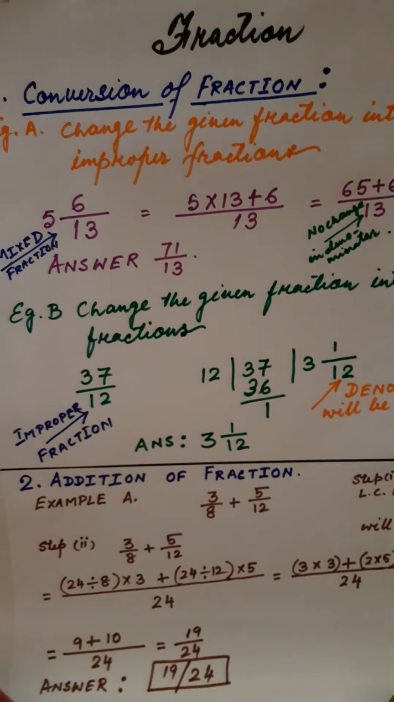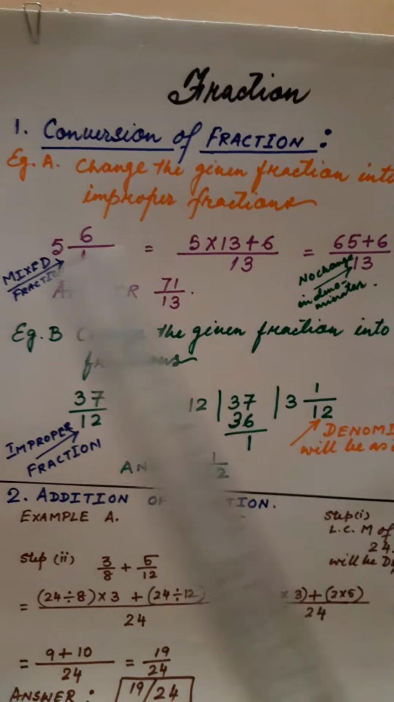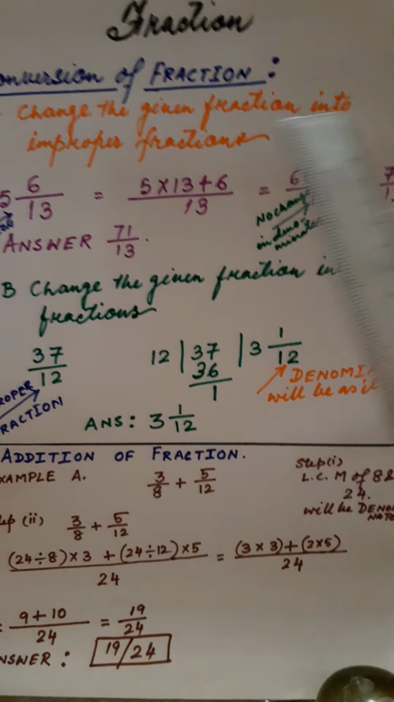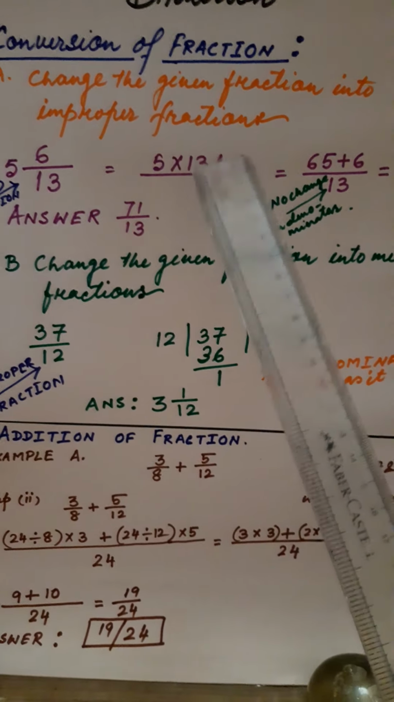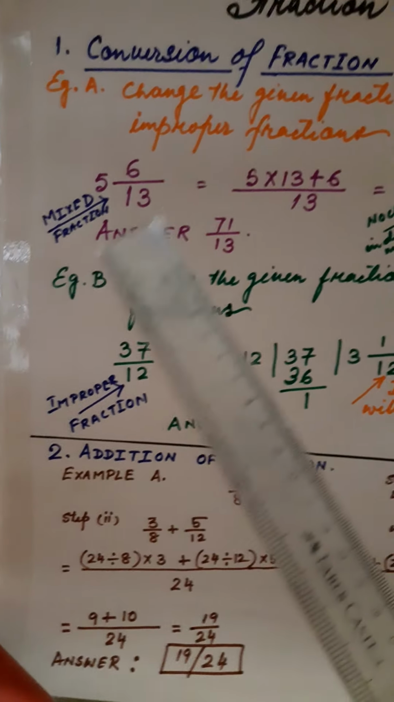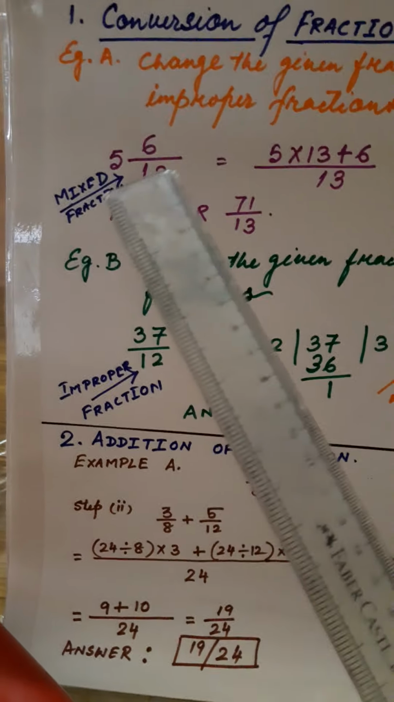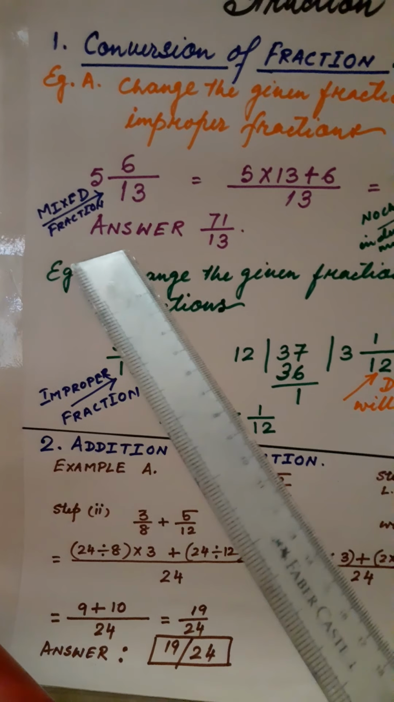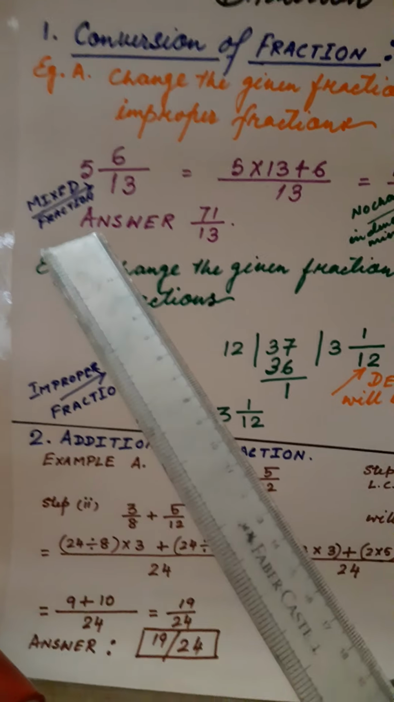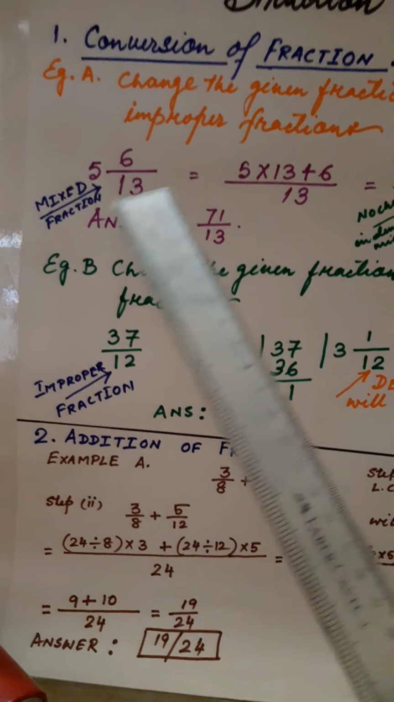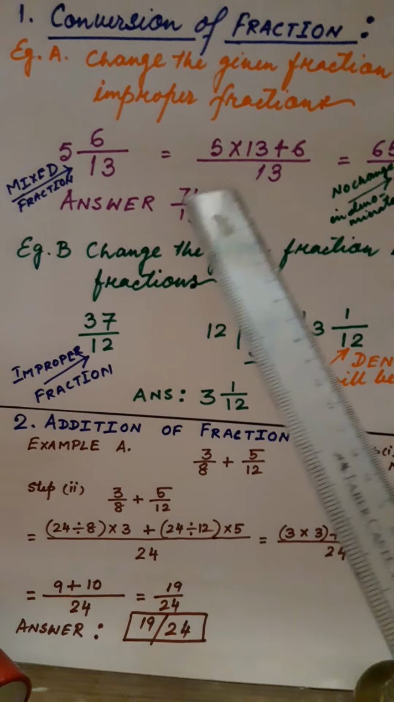Now children, we are going to do the conversion of fractions. Look, in the first sum I have written, change the given fraction into an improper fraction. The first sum is 5 whole number 6 by 13. It is a mixed fraction. From this mixed fraction, we are going to make an improper fraction.